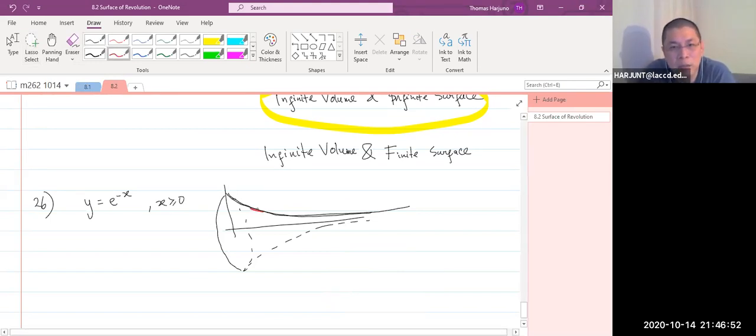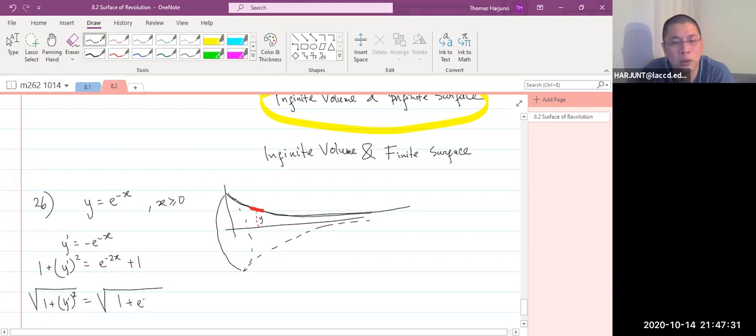I pick one segment. The radius will be y. Yeah, rotate around the x-axis, right? So y prime is negative e to the negative x. y prime squared is e to the negative 2x. So ds will be the square root of 1 plus the square of y prime, which is the square root of 1 plus e to the negative 2x.